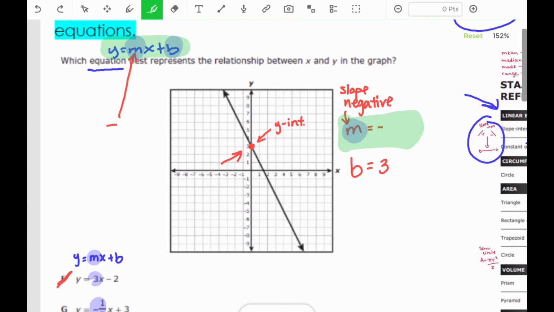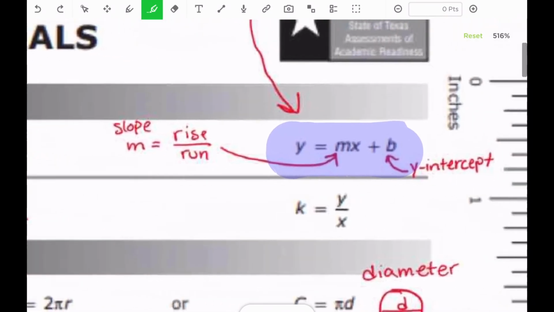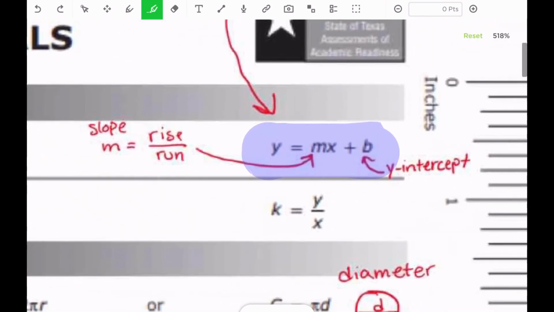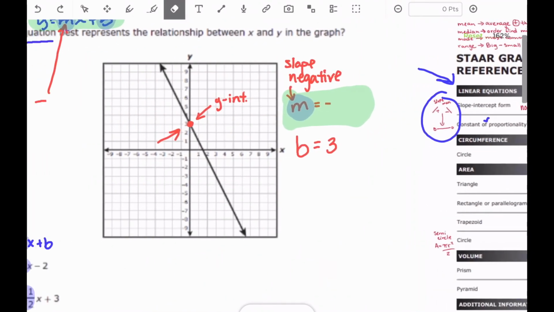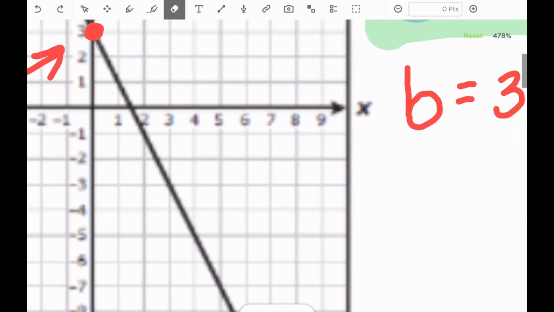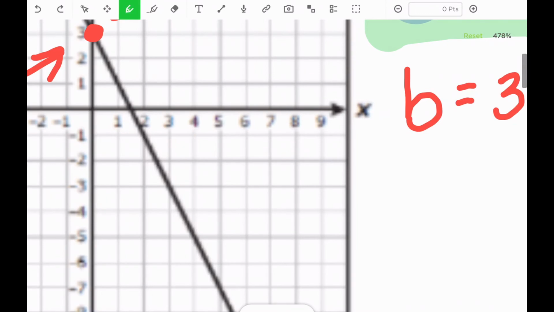So on our reference chart right over here, we have another cheat code, and that cheat code is this one right here, okay? And that is the cheat code for m, for our slope. So we're going to use rise over run. Remember that we have to pick 2 good points. They can be any good points that you want. I'm going to go with this point right here and this point right here.